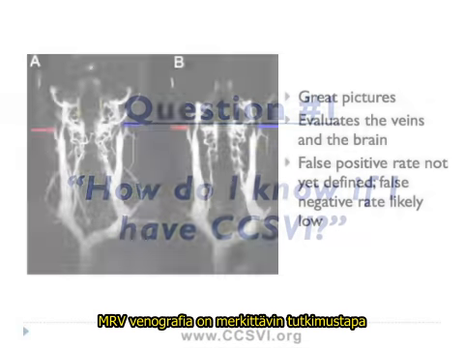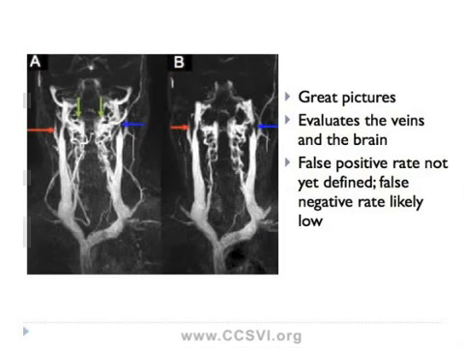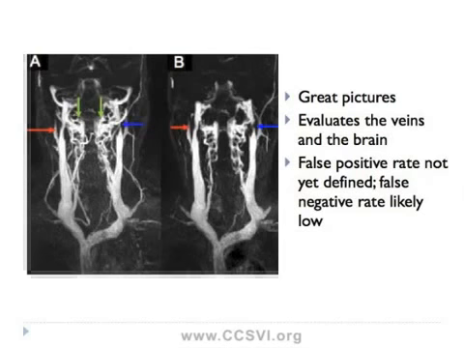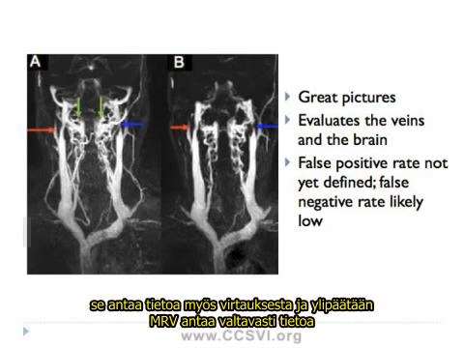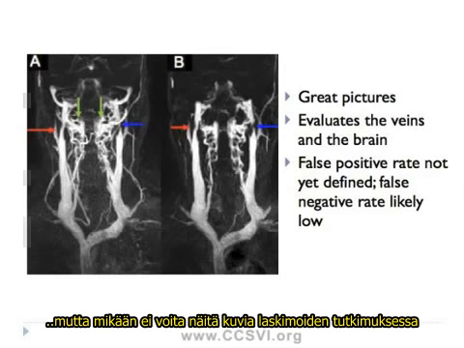Well, MR venography is probably the most prominent way, certainly with all the work that Mark's done, and it's terrific. There's great pictures. It can evaluate the veins. It can evaluate the brain. I know he's going to speak a little bit about this. It can evaluate flow. There's so much information to be gained from an MRV. I'm not sure we've yet defined the false negative and false positive rates just yet. I think there's some work that needs to be done, but you certainly can't beat the pictures in terms of looking at the veins.